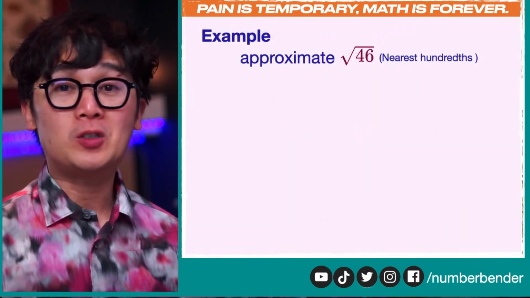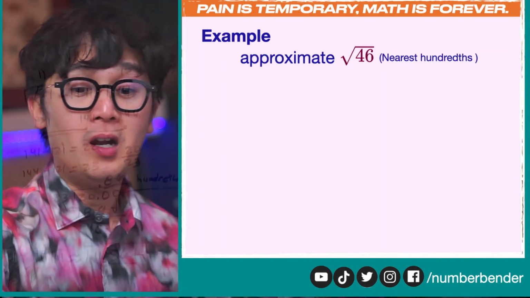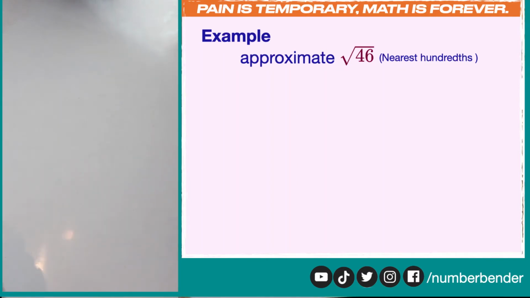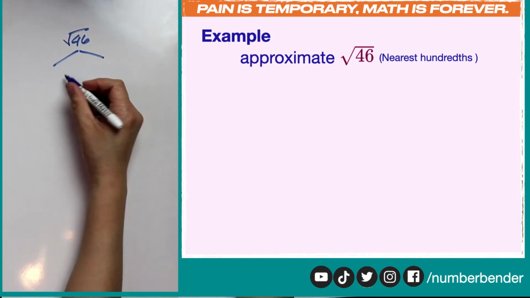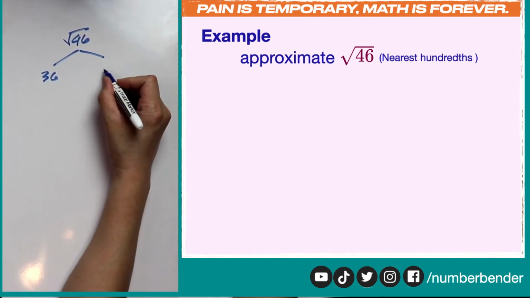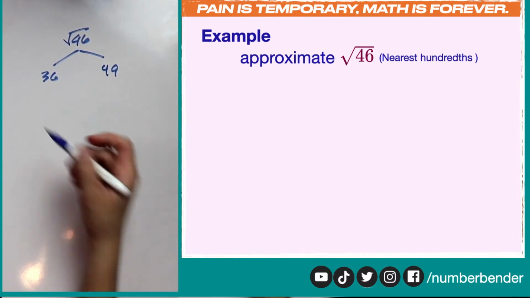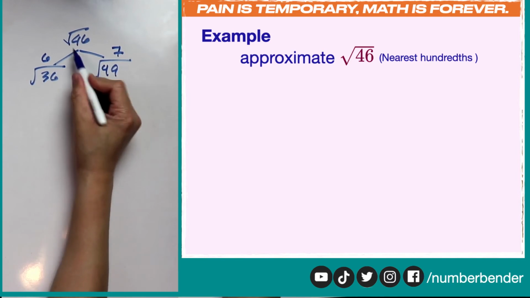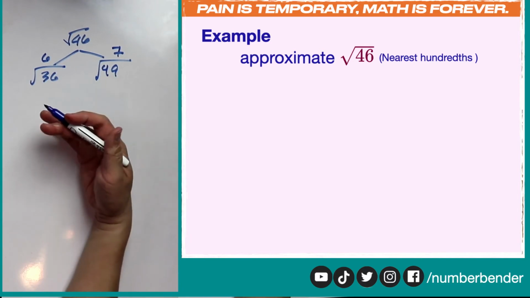So let's try this approach again now with square root of 46. And we know that square root of 46 is not a perfect square. So we're going to think of the two perfect squares that will help us estimate our square root of 46. The two perfect squares that we can use here would be 36 and 49. Because we know that square root of 36 is equal to 6, and square root of 49 is equal to 7, and square root of 46 is in between these two perfect squares, so that means our answer is going to be 6 point something.